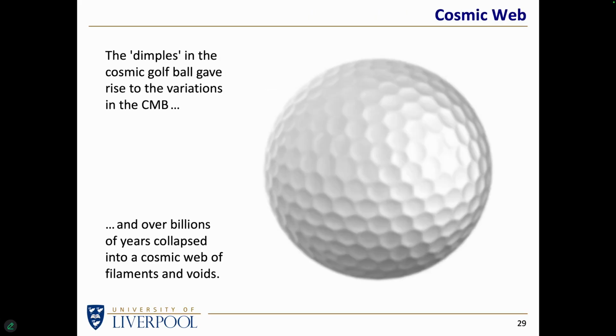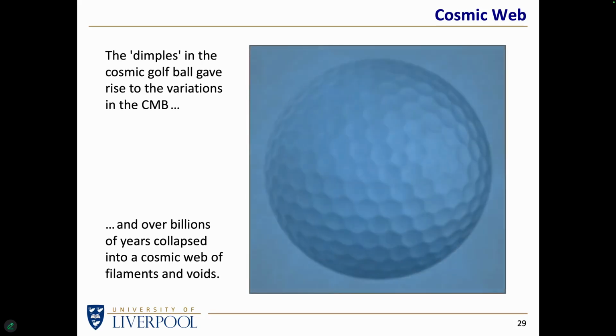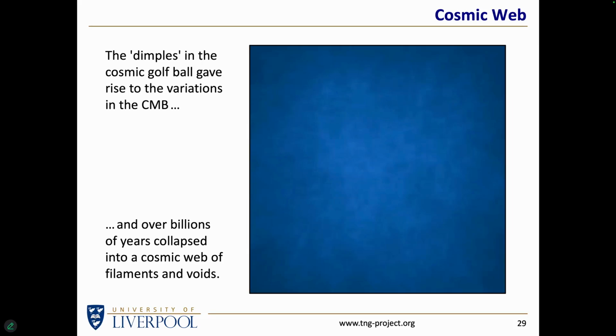We can see a simulation to give us an idea of how the variations, the dimples in the golf ball, if you like, can give rise to variations in the structure of the universe we see today. If we take a simulation in a computer, we're taking a large cube, filling it with material, but we're not filling it completely uniformly with matter. We're putting in a small variation.